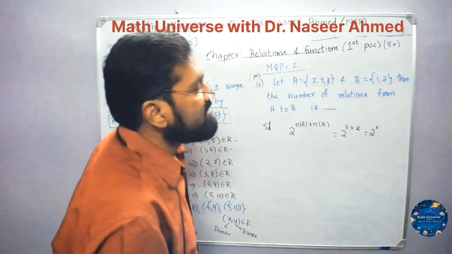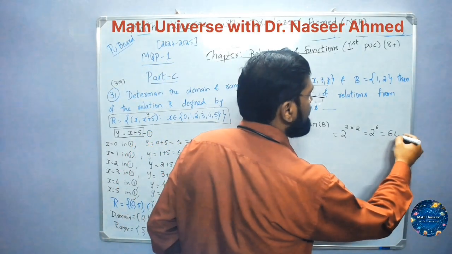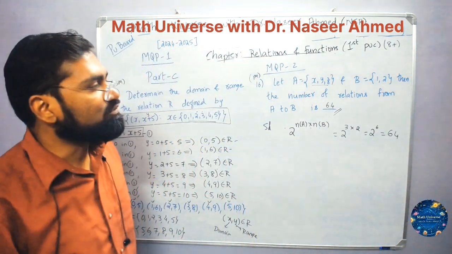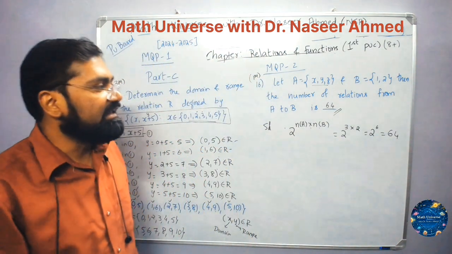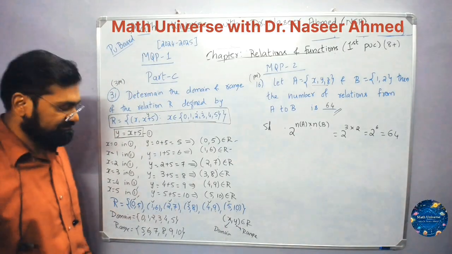How much is 2 power 6? 2 2s are 4. 4 2s are 8. 8 8s are 64. Yes. 64 such relations possible. Am I right? 2 2s are 4, 4 2s are 8. Again 8 into 8 is 64. Yes. Job done. Make a note of this.